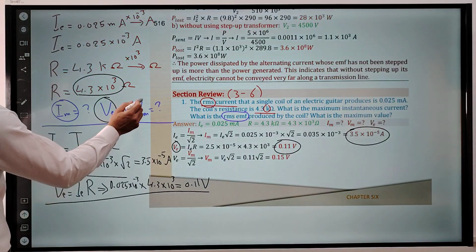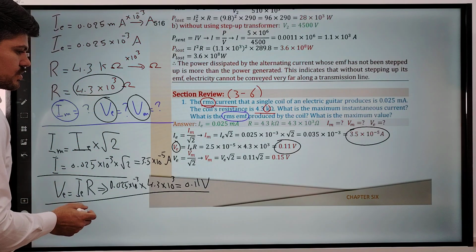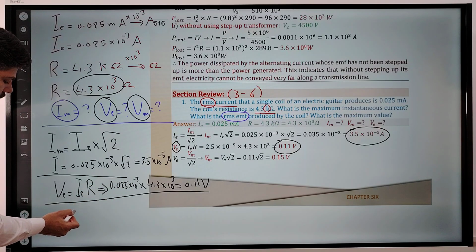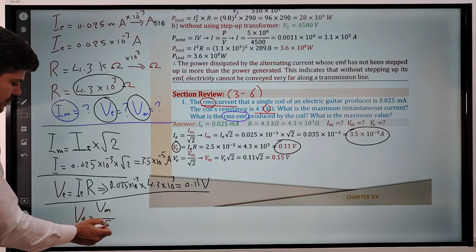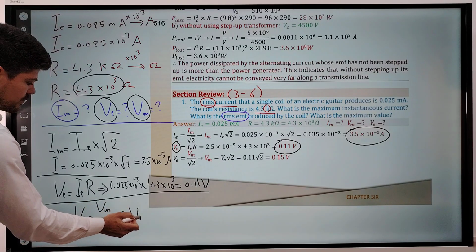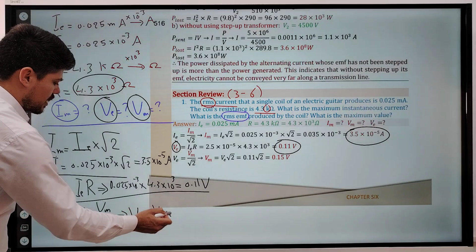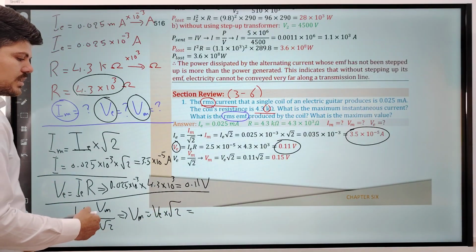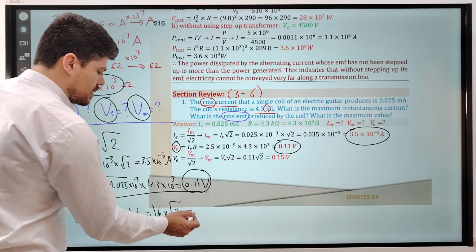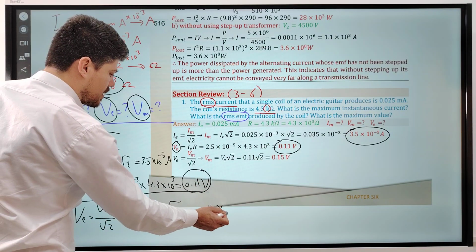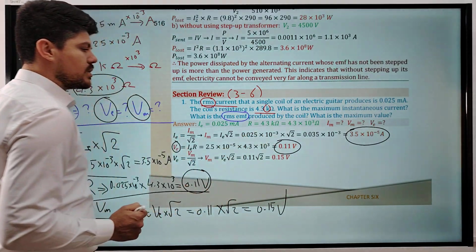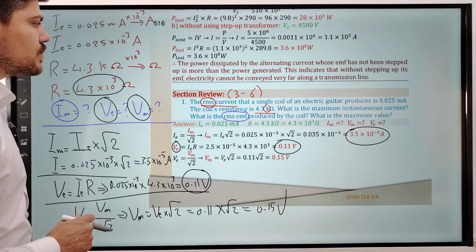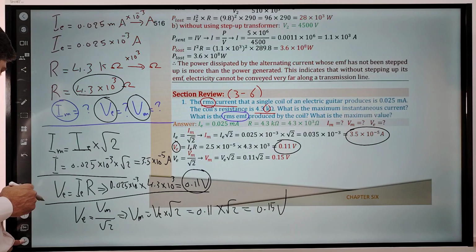So the last unknown in this question is the maximum value of potential difference. To find it, there is a relation: V effective is equal to Vm over radical 2. Rearranging, Vm is V effective times radical 2. Do we have V effective? We didn't have it, but we found it. It was 0.11 times radical 2, which is equal to 0.15 volt. So this is question 1 in section review 3 in chapter 6.